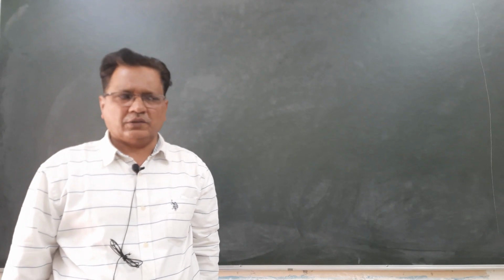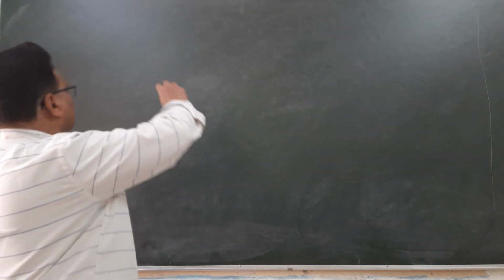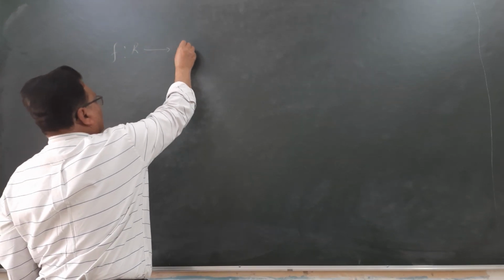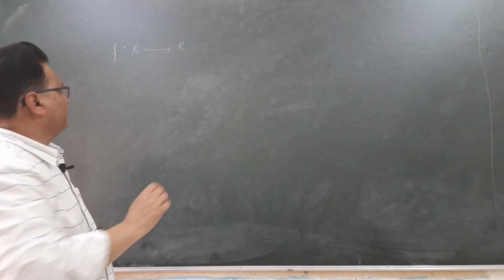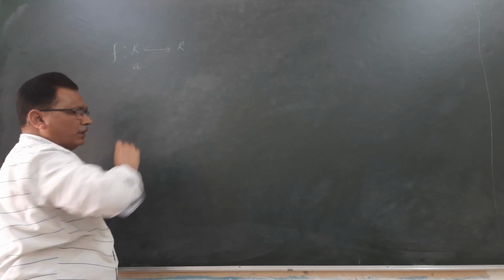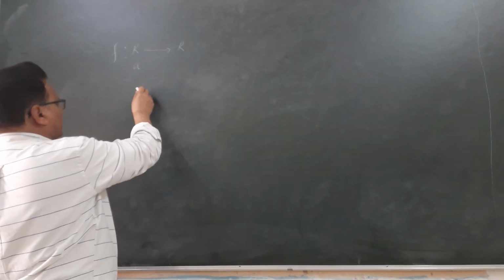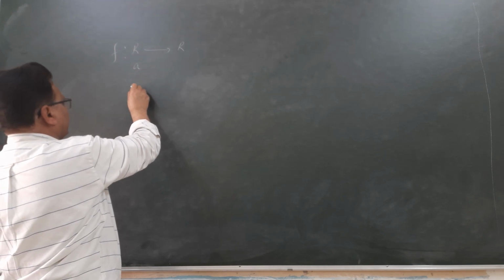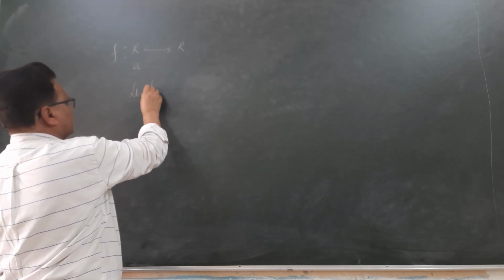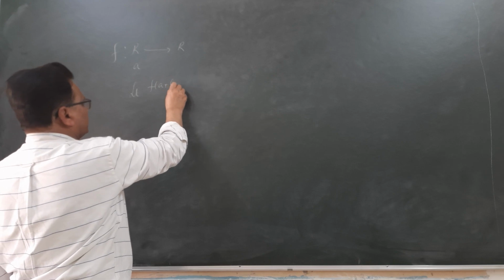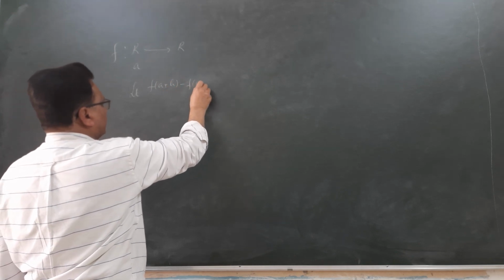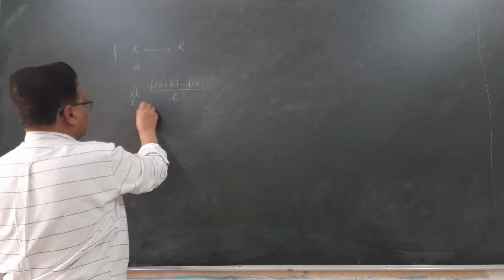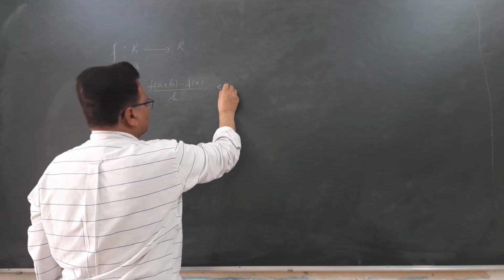So let us recall, for a function of one variable, that is, if you have a function f from R to R, and if it is differentiable at a point A in R, then if this limit exists, suppose f is differentiable at a point A, then what happens? This limit of the quotient f of a plus h minus f of a upon h, when h tends to 0, exists.